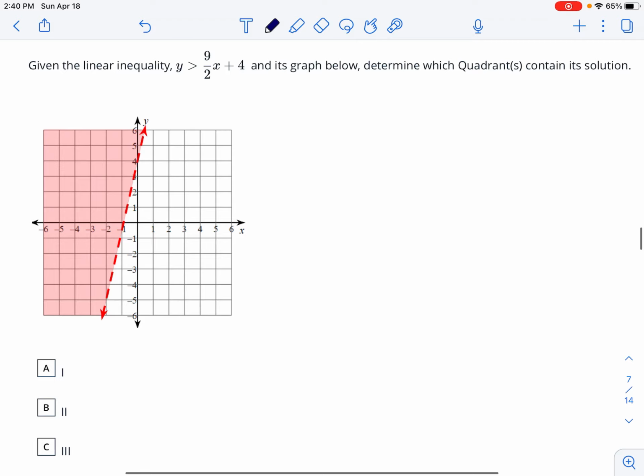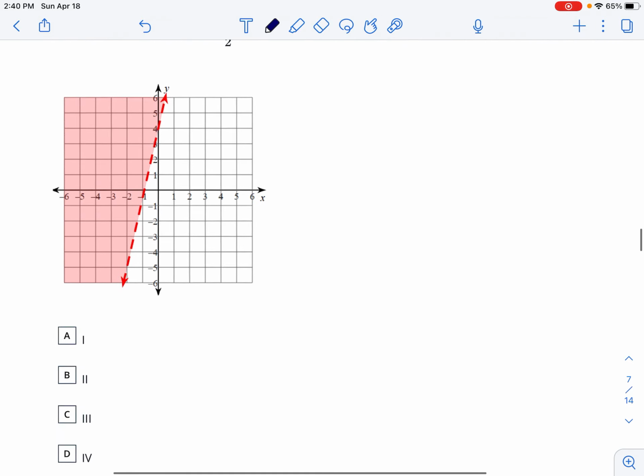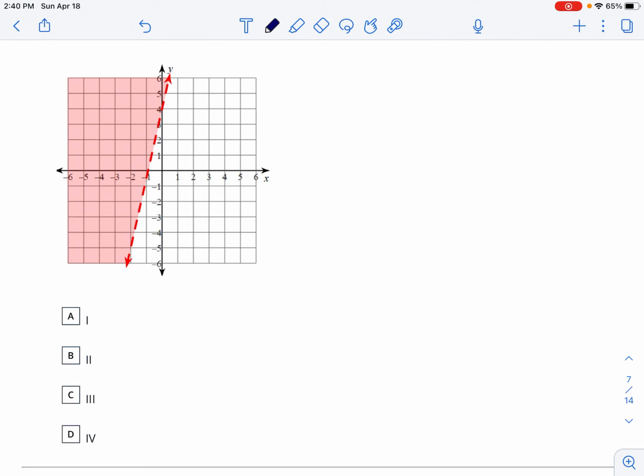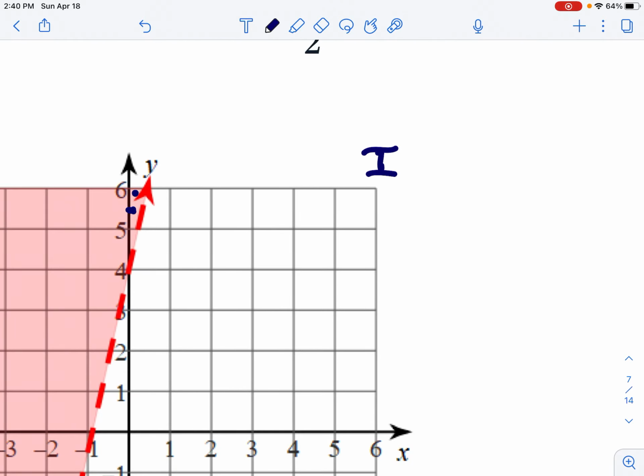Very similar questions. Still have the equation you could use if you want. But now I just want to know which quadrants have solutions. So if you picture quadrant 1, you can barely see these little bitty points that if you zoom way in, I can kind of see, well, there would be one.